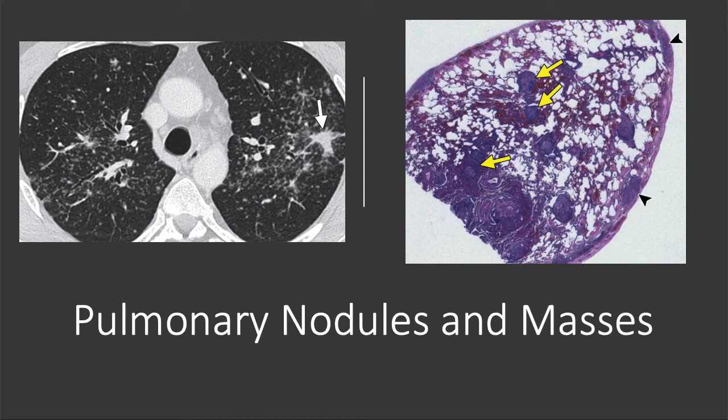On the picture on the right, a lower part of the right upper lobe shows multiple confluent granulomas infiltrating the peribronchovascular interstitium, shown by the arrows, and subpleural interstitium, shown by the arrowheads.